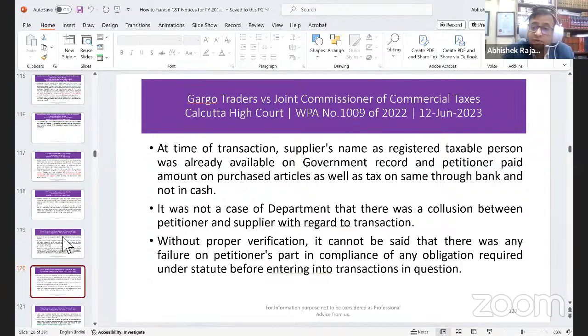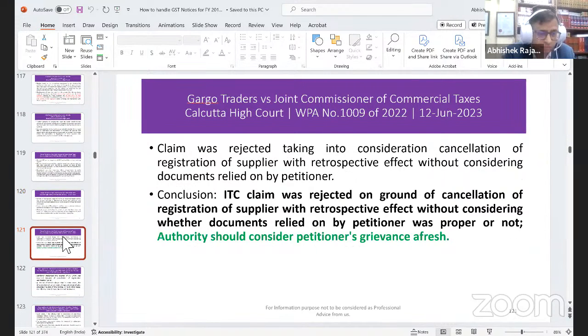And the department again, what happened in Sanchita Kundu? Department never levied an allegation of collusion and connivance between the supplier and the recipient. So when there is no allegation of collusion and connivance, how can you deny my ITC? No. Court said no. Go and check their document. Merely cancellation of registration is not a ground.